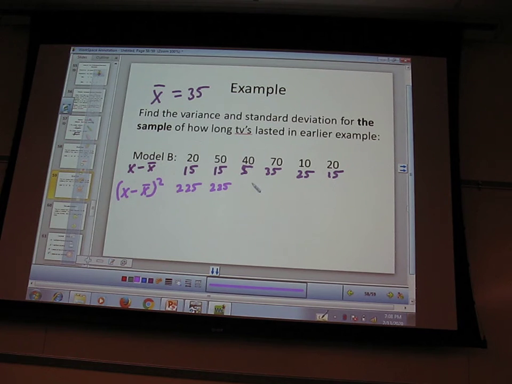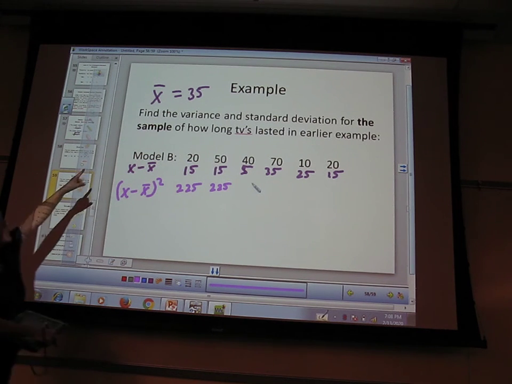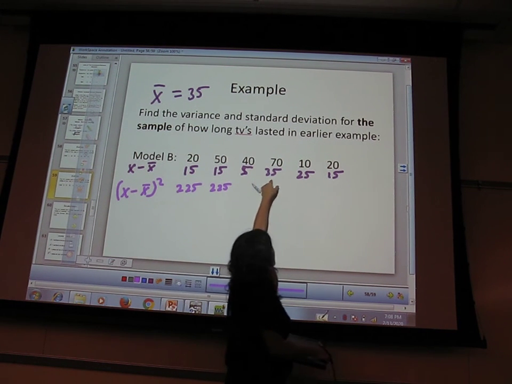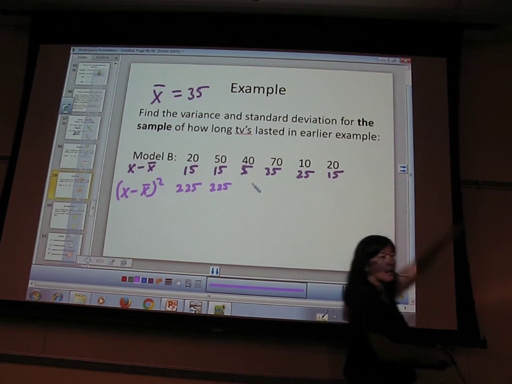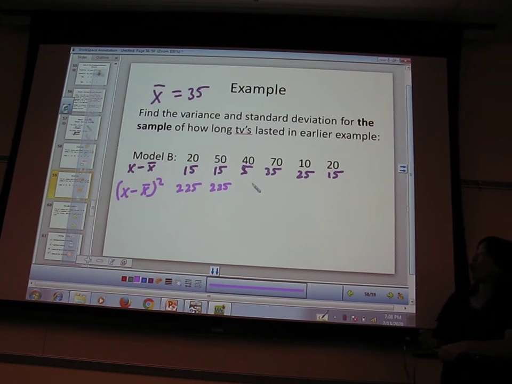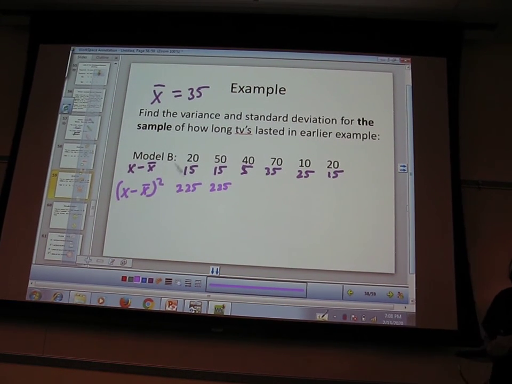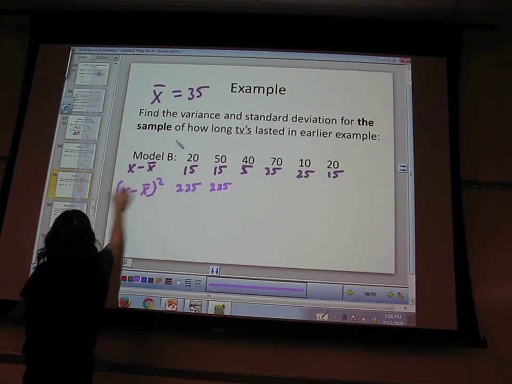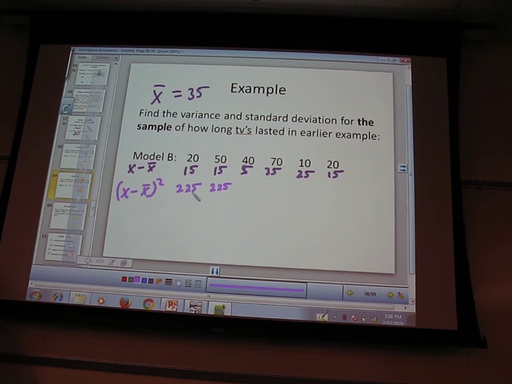Pay attention. I found out how far each one is from the mean, 35. This is 15 away. That's 15 away. That's 5 away. That's 35 away. That's 25 away, and that's 15 away. Now you need to square all those differences, right? Square all of them. 15 squared is 225. 5 squared is 25. 35 squared is 1225. 25 squared is 625. 15 squared is 225.